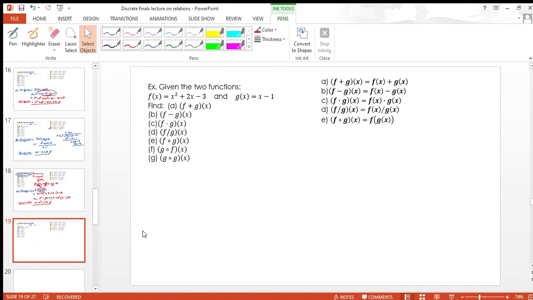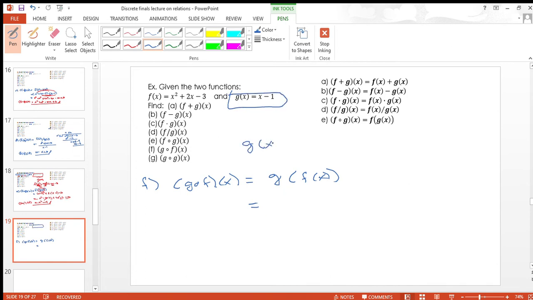How about letter F? Letter F is we want to consider g dot f of x. So let's just use the definition. g dot f of x will now be g of f of x. So, pinagpalit lang natin. Pag naging g dot f of x, magiging g of f of x. So, what happens here? We now look at g of x. Ano yung g of x natin? Di ba? Ang g of x natin is x minus 1.